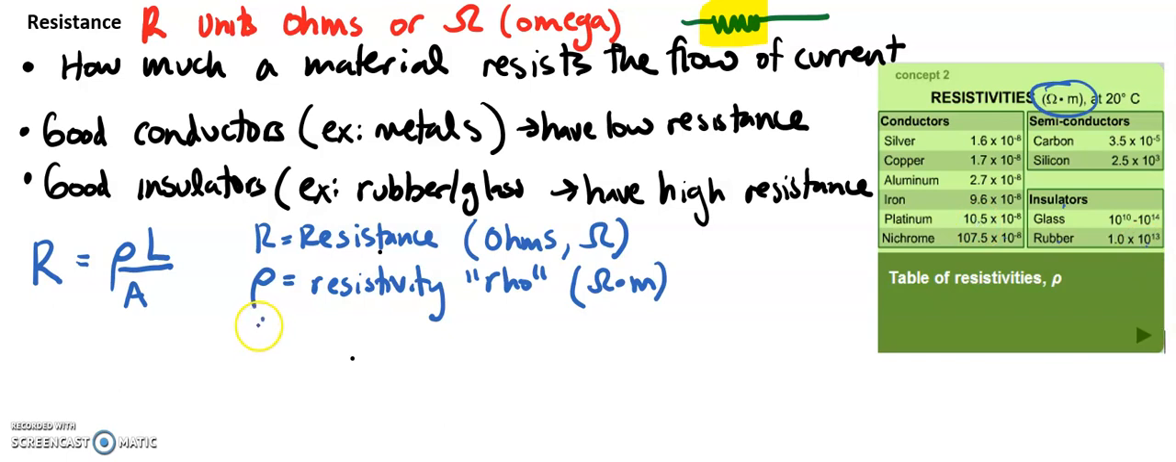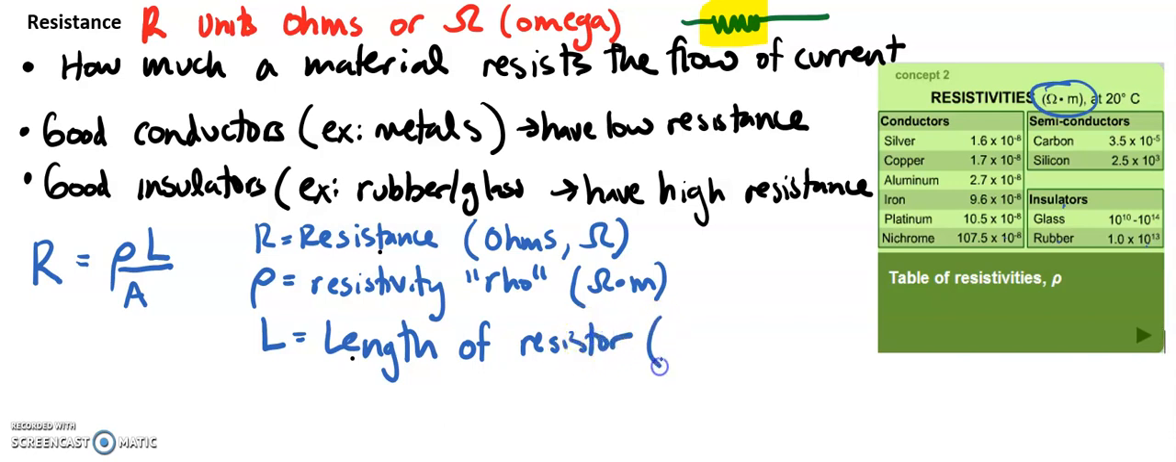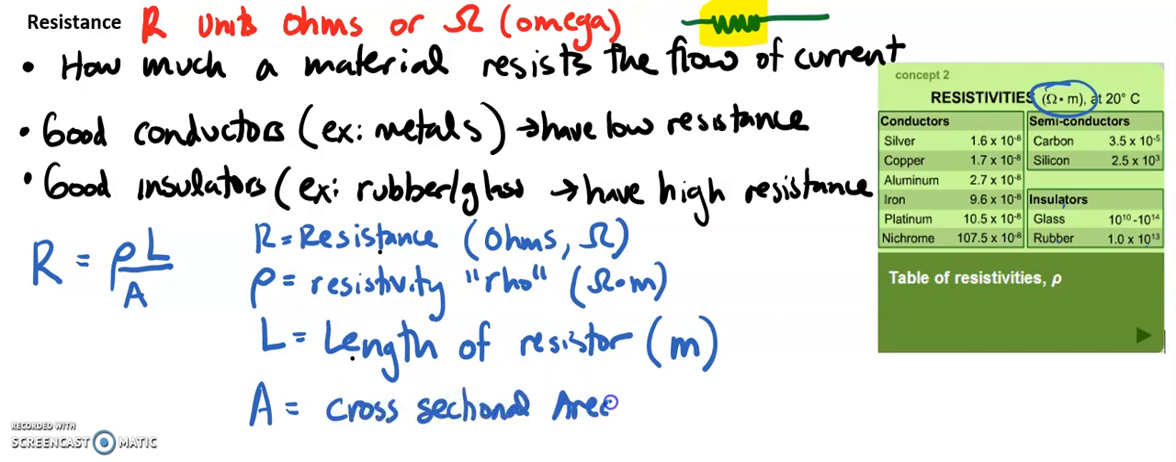Cool. L is going to be the length of the resistor. And again, the resistor is just whatever the current is flowing through, so the length of the resistor. We will oftentimes measure that in meters. And A is going to be the cross-sectional area of whatever the current is flowing through.